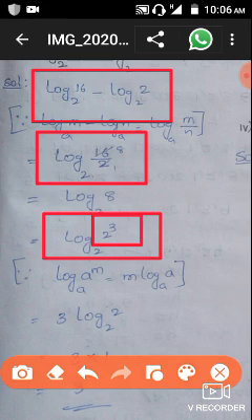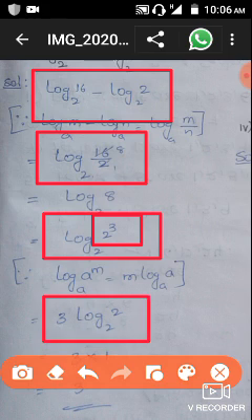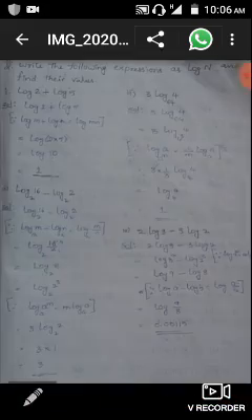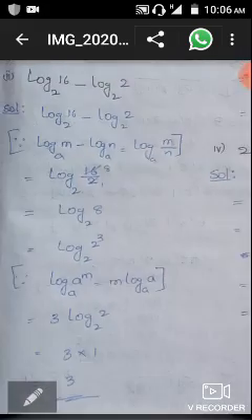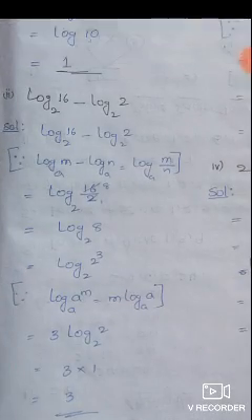So according to log a power m for base a equals m into log a base a, we can write in the next step 3 log 2 base 2. Already we know log 2 base 2 equals 1. So 3 into 1 equals 3. That is the answer.